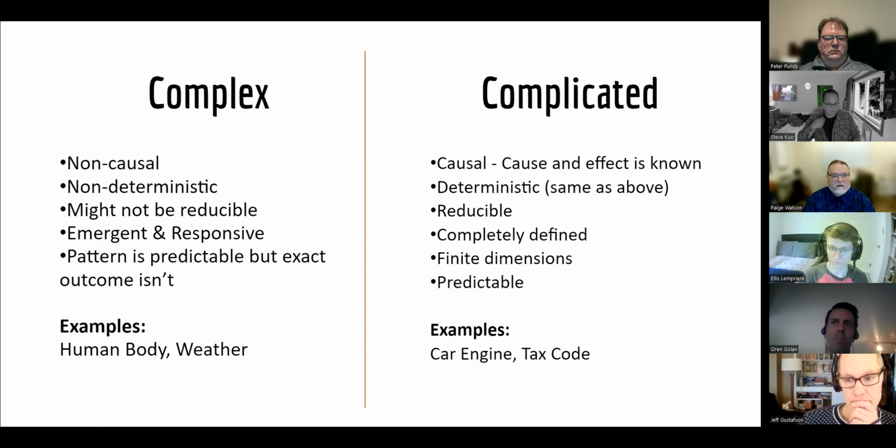Complex, on the other hand, is the non-causal, non-deterministic. The outcome might not be reproducible. It's emergent and responsive. It's got a pattern that's predictable, but the exact outcome isn't. Right, and we often use the human body or weather, and in this case, software is also in this complex domain.